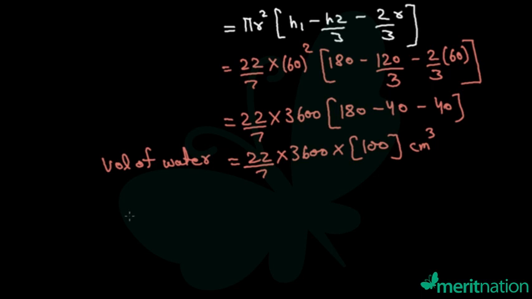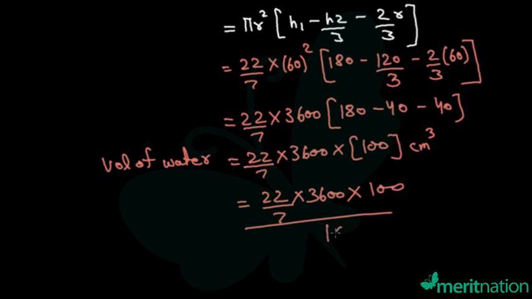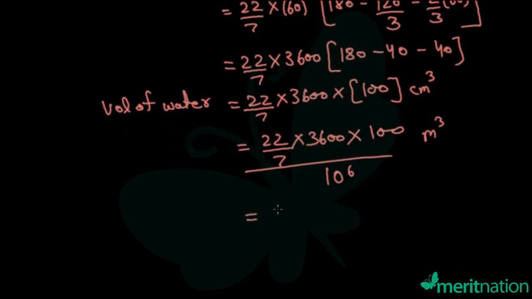Now since it's a very large value over here, I'm going to divide this by 10 to the power 6 so that it gets converted into meters cube. So into 100 divided by 10 to the power 6 meters cube. Now this volume we are having over here, it's in meters cube. Now if you calculate this value, guys, this value would approximately come out to be 1.131 meters cube. This is the volume of water left inside this cylinder.